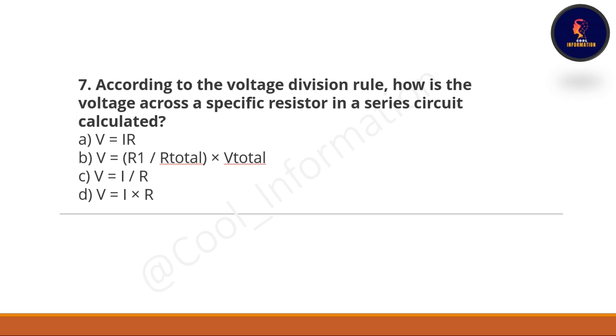Seventh question. The voltage division rule and the current division rule, both rules are important. Go through both the rules before attempting your question paper in the examination. According to the voltage division rule, how is the voltage across a specific resistor in a series circuit calculated? Option A, V equals IR. Option B, V equals R1 by R total into V total. Option C, I by R. Option D, I into R. And the correct option is option B, which is V equals R1 by R total into V total.